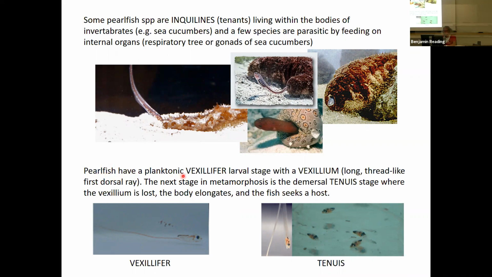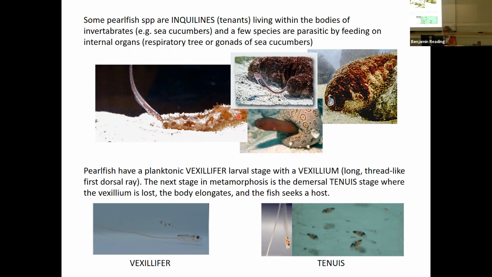Pearlfishes have a planktonic vexillifer larval stage. It's called this because of the vexillium, a long thread-like first dorsal ray that goes all the way back to the end of the body. During metamorphosis, this long dorsal ray is lost and the body elongates, and this tenuis stage fish, which is free swimming, then finds a host in which it lives inside.